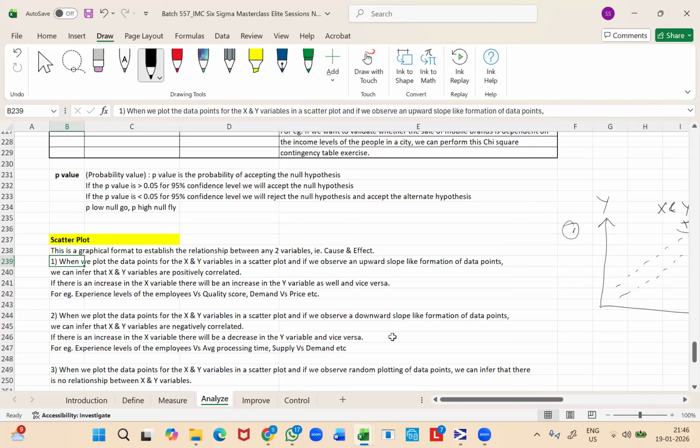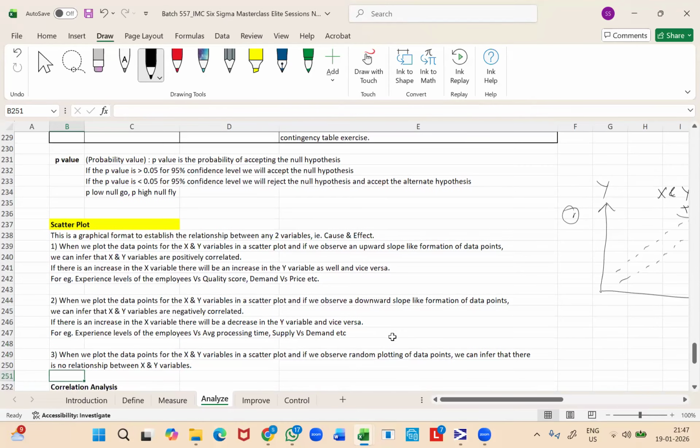So experience levels of associates versus the quality score or demand versus price, etc. Then when we plot the data points for the x and y variables in a scatter plot, and if you observe a downward slope like formation of data points, we can infer that x and y variables are negatively correlated. Meaning, if there is an increase in the x variable, there will be a decrease in the y variable and vice versa. So, for example, experience levels of the employees versus average processing time, supply versus demand, etc.